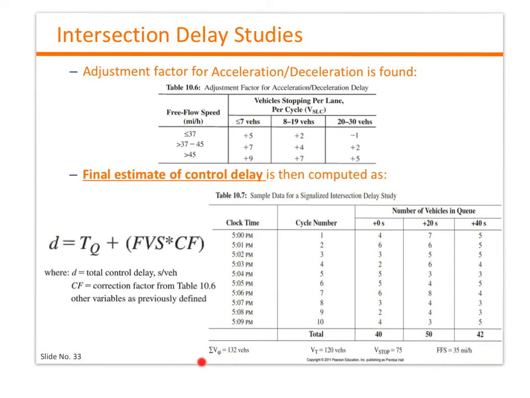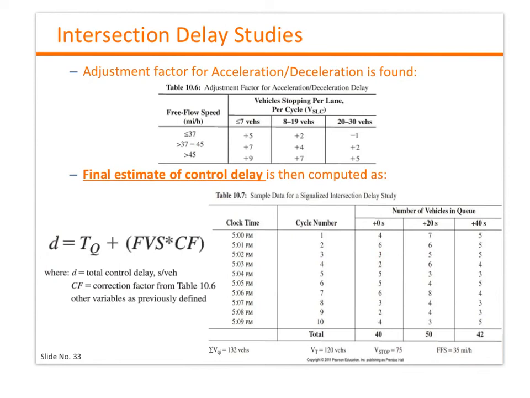And this can now be the summation of VQI. VQI is the sum of all vehicle in queue counts. Now when it comes to VT, it is 120. VT is the total number of vehicles arriving during the study period.